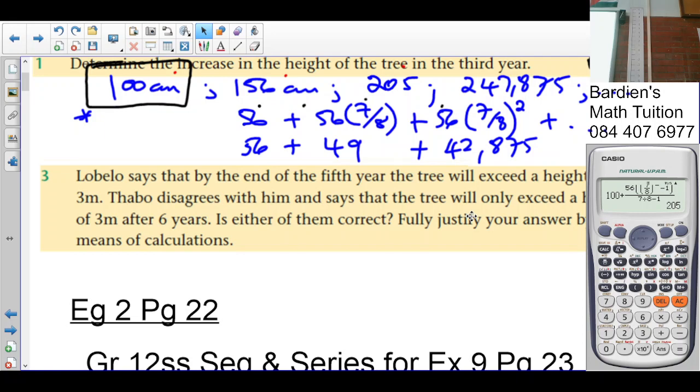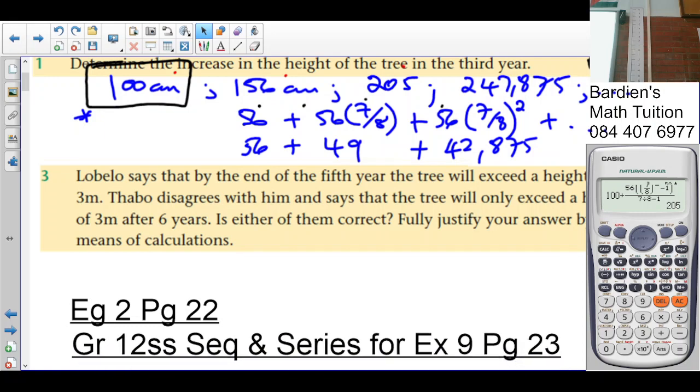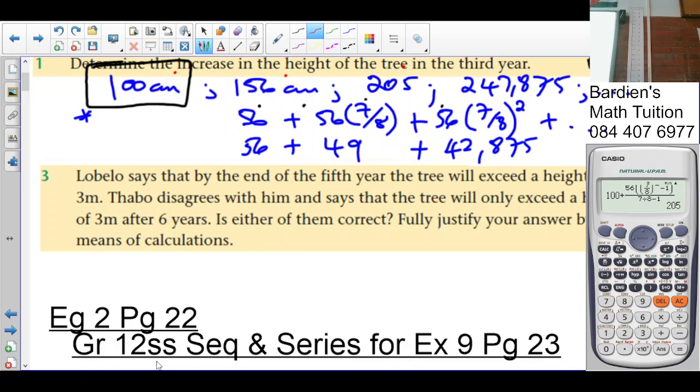Tabu disagrees, which means to say, no, it's not the case. He says that the tree will only exceed a height of 3 meters after 6 years. So he's saying after 6 years, the tree will be taller than 3 meters. Is either of them correct? Could you justify your answer by means of calculation? So in other words, I need to work out what the height of the tree is after 5 years and after 6 years.